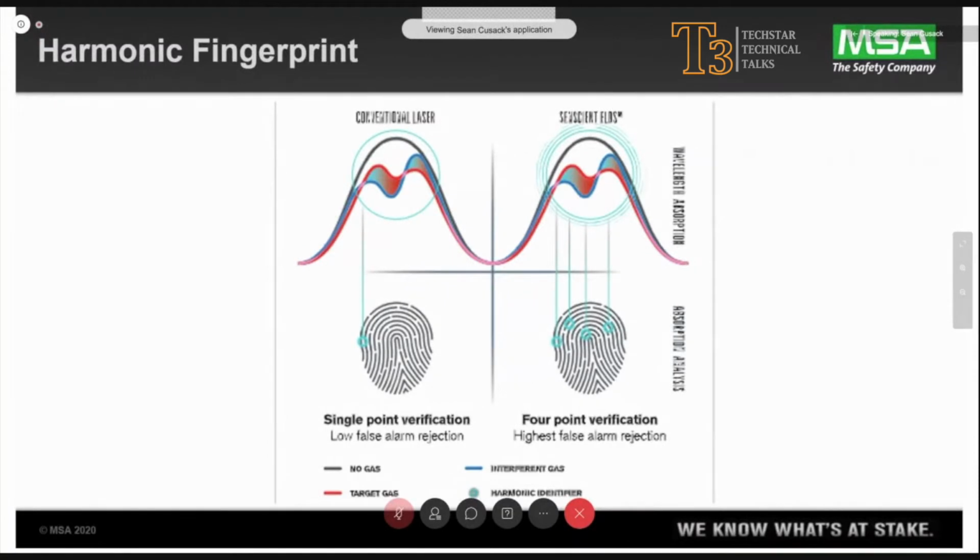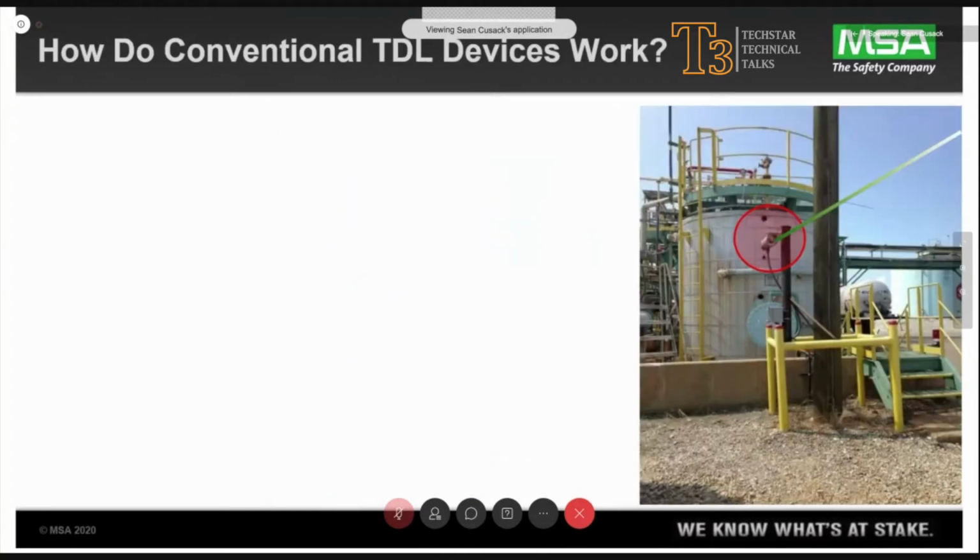Here's an example of a harmonic fingerprint. If you're familiar with conventional lasers, we have single point verification. Just think of those on the bottom as not a harmonic, but a fingerprint. If you only have a single point verification, you will have a low false alarm rejection, meaning more false alarms. But if you look over to the right, the Senscient ELDS, conversely, offers 4 points of verification, where there's a high false alarm rejection. That is one of the benefits of the ELDS, where false alarms are pretty much a no-show.